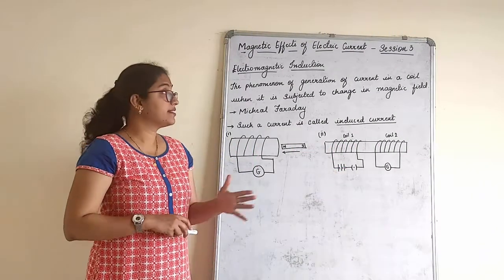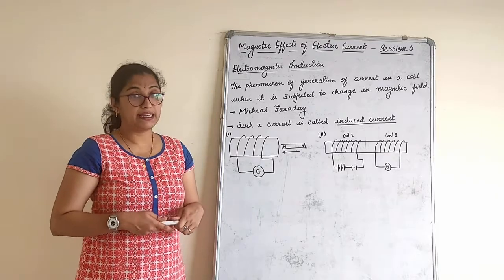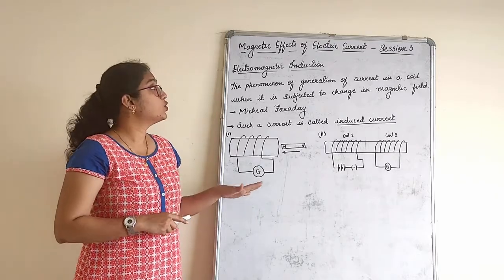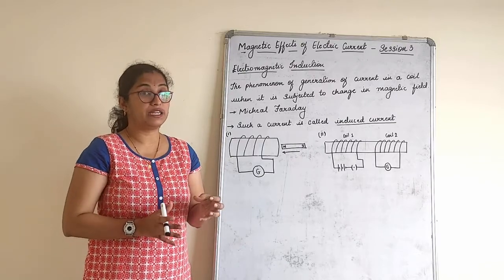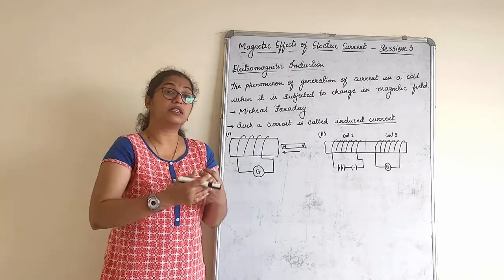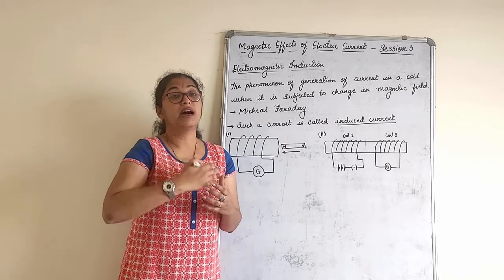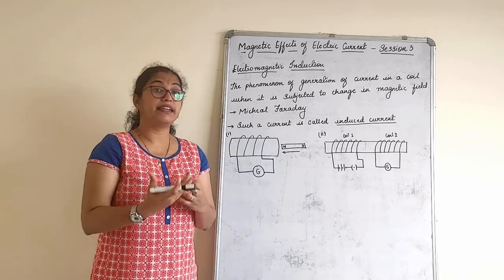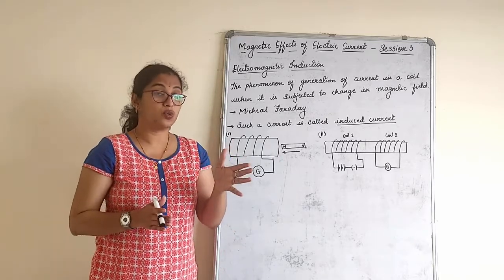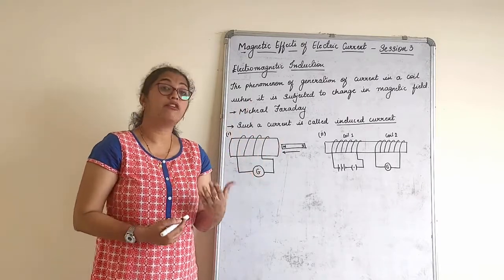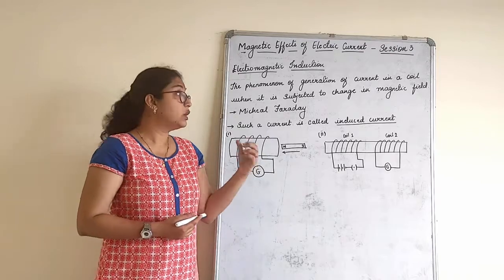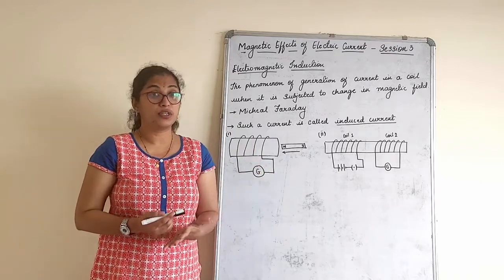Good morning. We will start session 3 on the chapter Magnetic Effects of Electric Current. We completed the first part, how a conductor creates a magnetic field when electric current is passed through it, and on the basis of Fleming's left hand rule, which we also call the motor rule, we understood how an electric motor works.